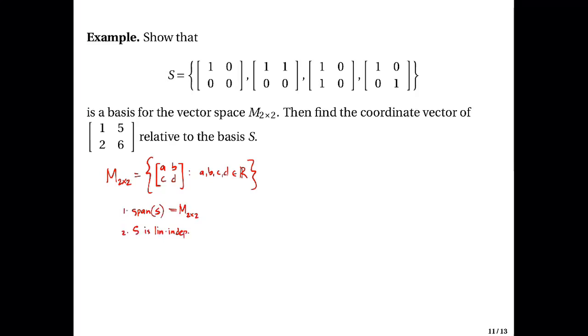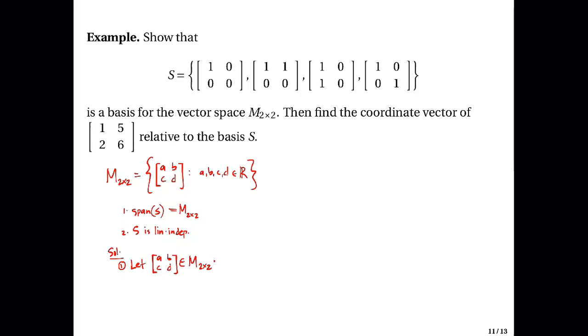And just like before, we always start with this part. We want to find the span of S. So solution. For the first one, we take any arbitrary 2 by 2 matrix A, B, C, D. Let this be an element of M 2 by 2. So we need a representation for this matrix using the matrices here.